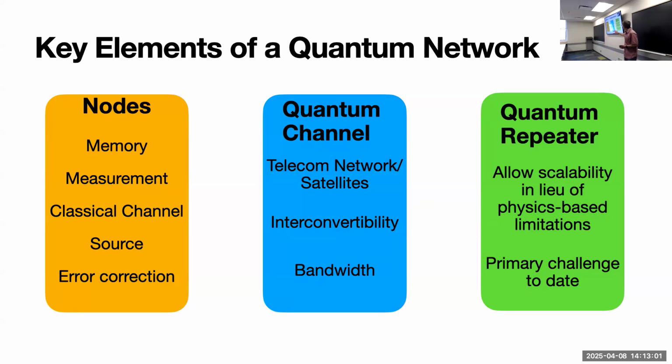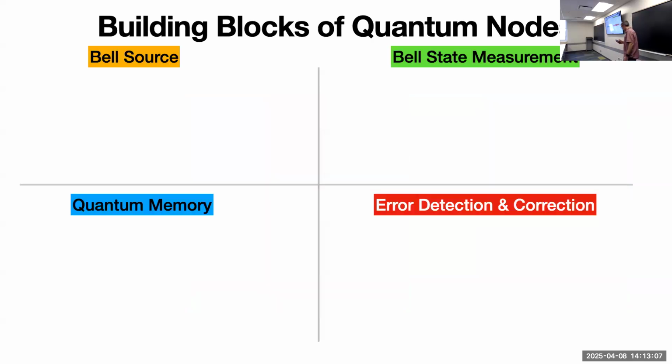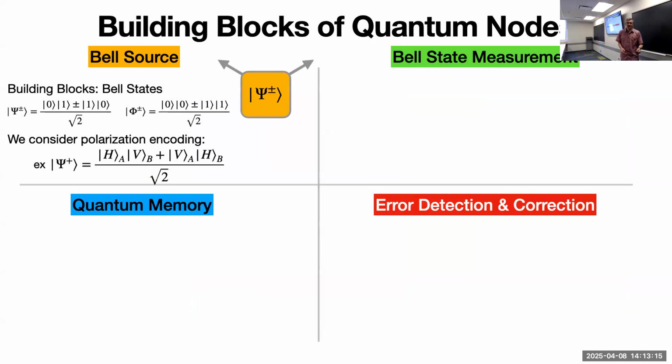So I just want to go through these three one by one before getting into how we're trying to solve them. So first of all, the building blocks of these quantum nodes. What we're going to do is start with a Bell source, a source of Bell states. If we recall, a Bell state is a superposition of 0, 1 plus or minus 1, 0, or 0, 0 plus or minus 1, 1.